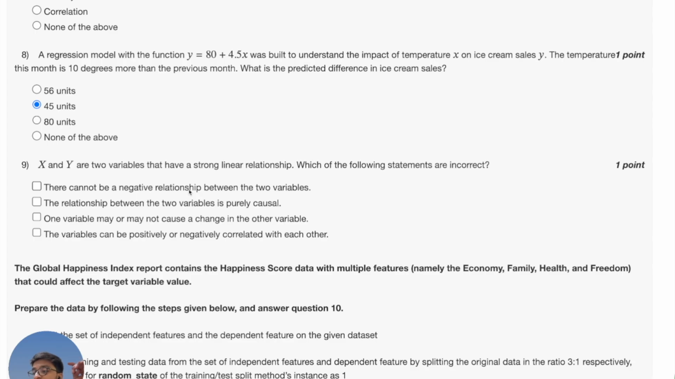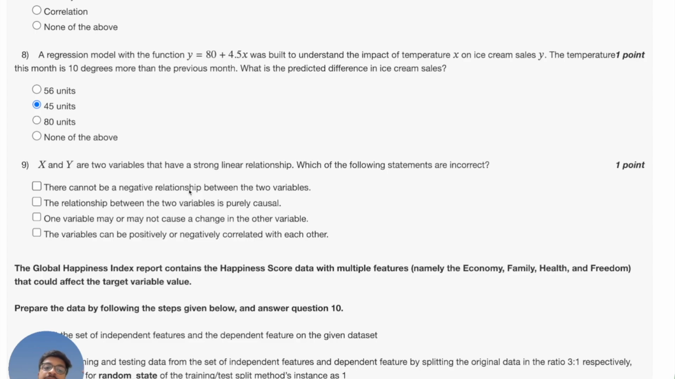The relationship is purely causal. Wrong. Correlation doesn't prove causation. Two things can move together without one causing the other. Example: ice cream sales increase as drowning incidence increases. What is drowning incidence? Let me tell you. It's a breathing problem that occurs in summer due to hot temperature. So as ice cream sales increase, drowning also increases because it's summer. So this can correlate. So option 2 is also incorrect. The two variables are purely causal. No, they are not.